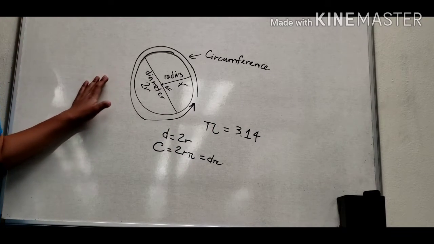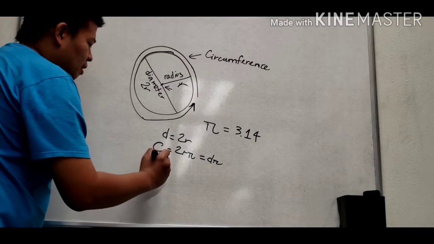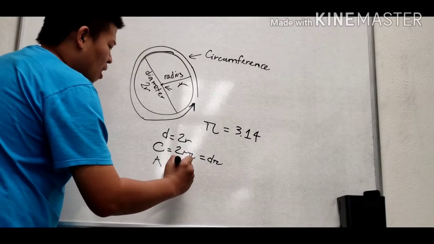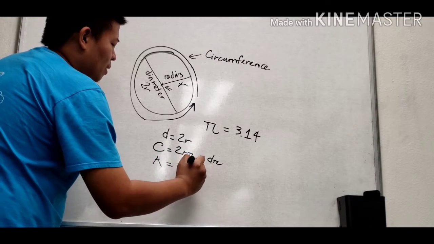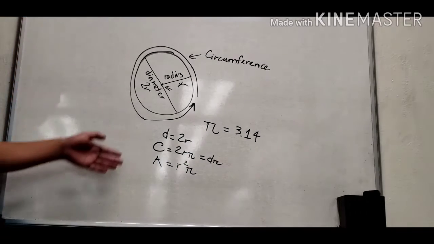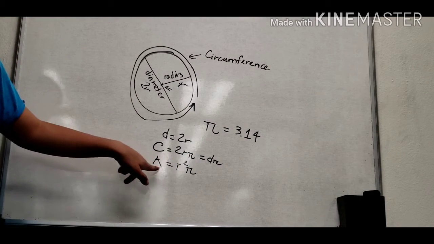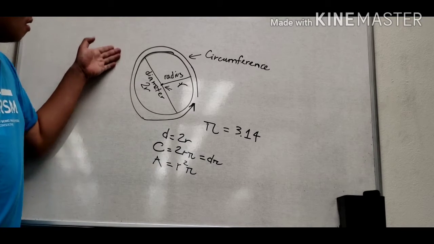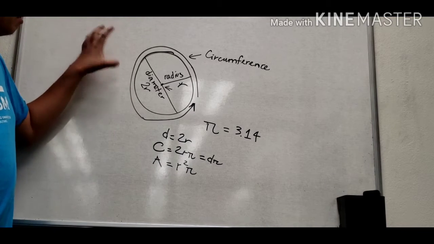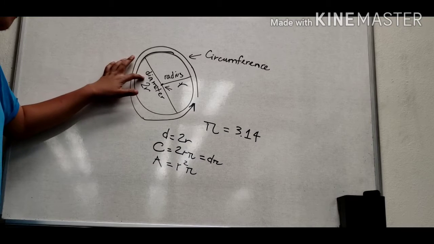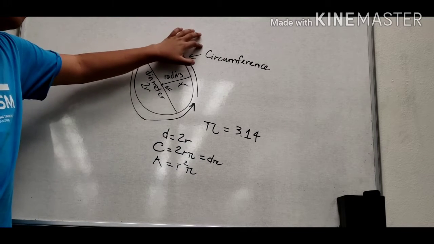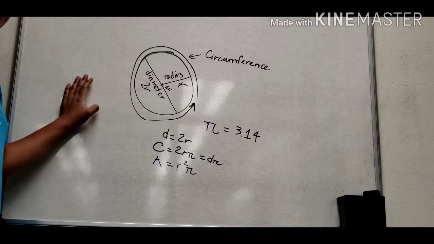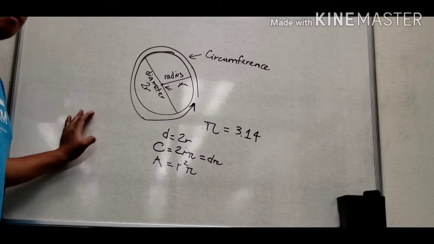And the next one we learn is the area of the circle. The area of the circle is r power 2 multiplied by pi. This is the formula to find the area. So in the basics you need to understand diameter, radius, circumference, and area. This will appear many times on the SAT math.